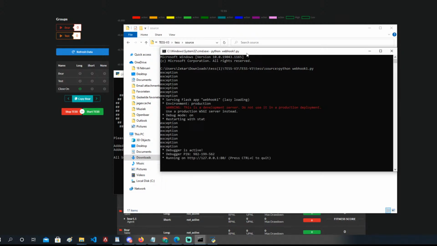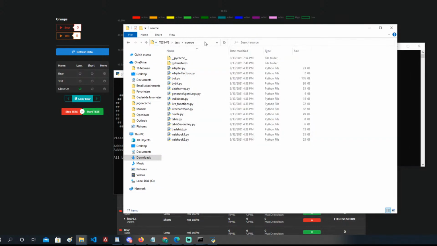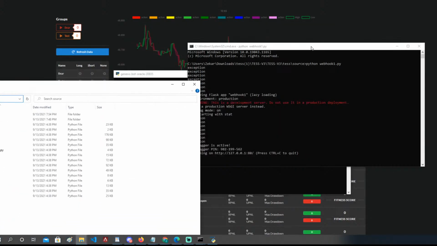Okay, into the source folder, press here, type cmd, and then you type python webhook1.py, and then you get that window. It should look like this. Okay, now it's ready to receive signals.